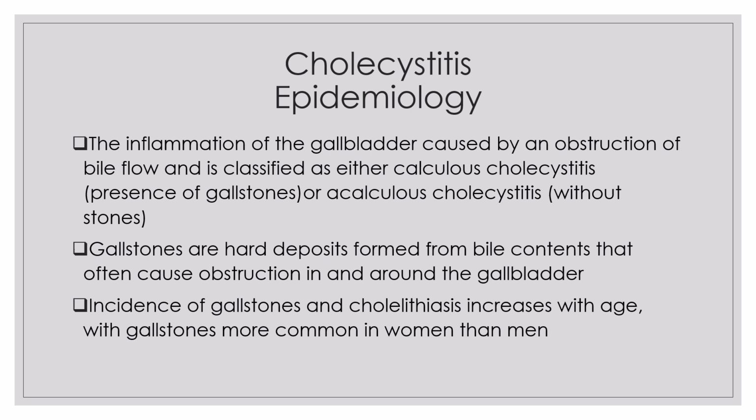So, cholecystitis, how does this happen? The inflammation of the gallbladder is caused by an obstruction of bile flow and is classified as either calculous cholecystitis, and this means that there is also the presence of gallstones, or acalculous cholecystitis, and this means that there are no stones present. Gallstones are hard deposits that are formed from bile contents that often cause obstruction in and around the gallbladder. So the incidence of gallstones and cholelithiasis will increase with age, with gallstones more common in women than in men, and this is because of our hormones.